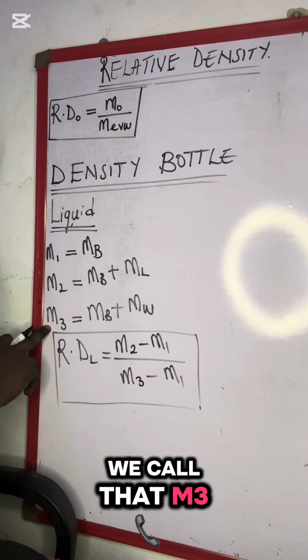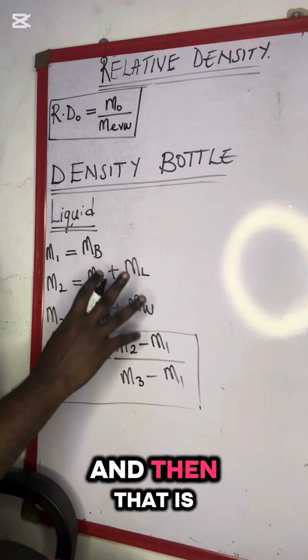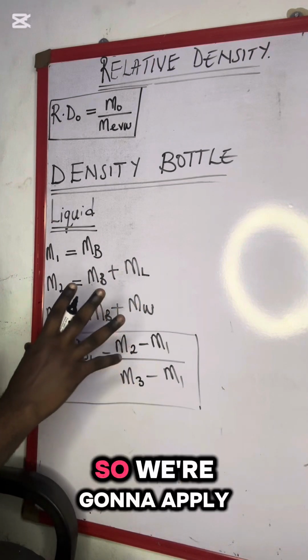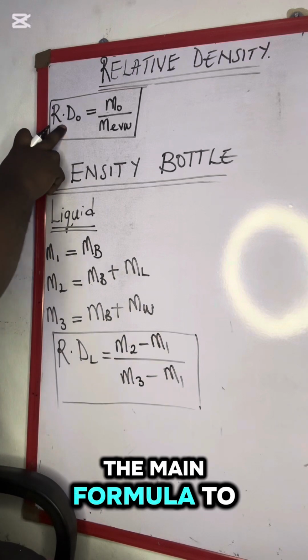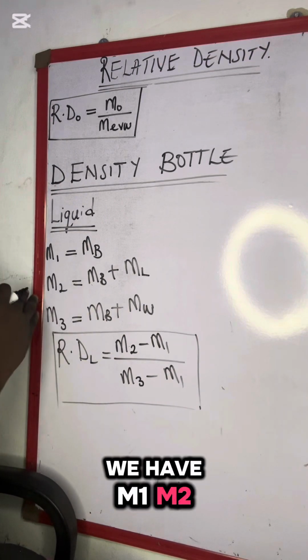We'll call that M3, that being mass of the bottle plus mass of the water. And then that is the end of our experiment. So we're going to apply the main formula to find the relative density. From our experiments, we have M1, M2, and M3.